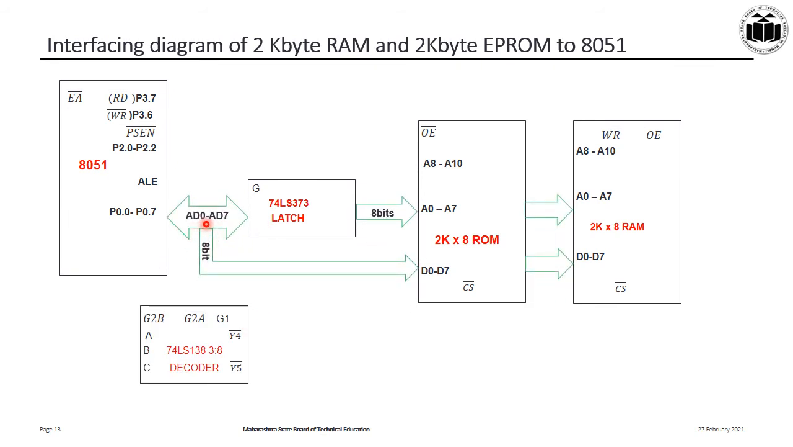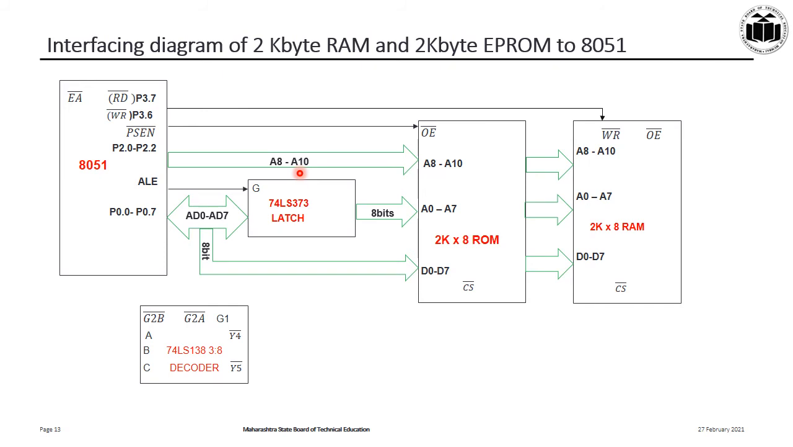So AD0 to AD7 are connected through the latch to demultiplex the address and data. ALE will activate the latch. The higher order address, we notice it is from A8 to A10 as we only need 11 address lines. PSEN bar is connected to OE bar of ROM, while RD bar and WR bar are connected to OE bar and WE bar of RAM.